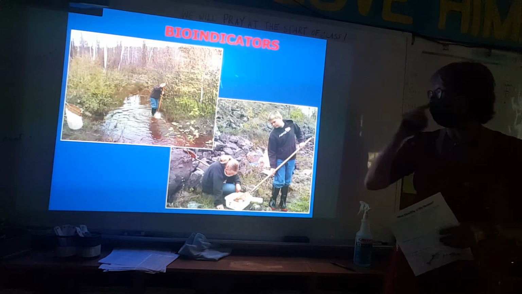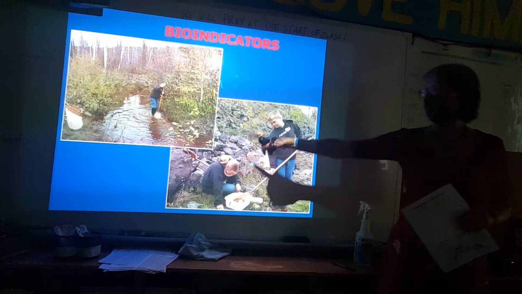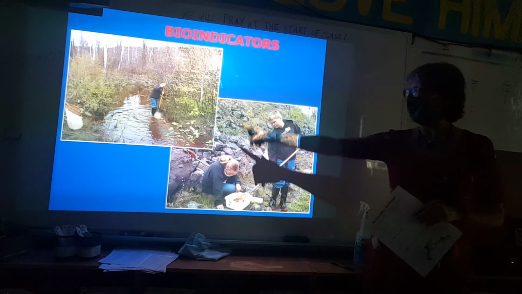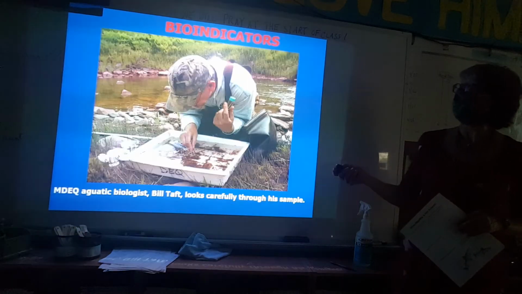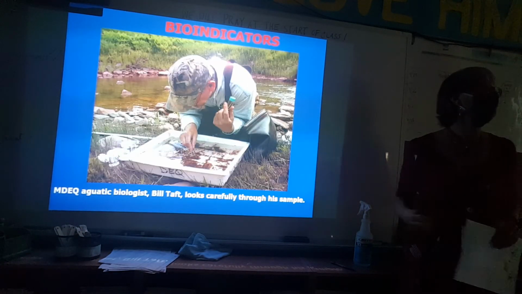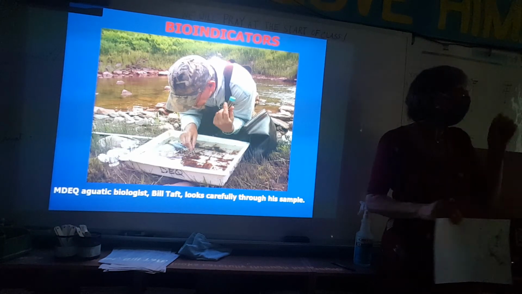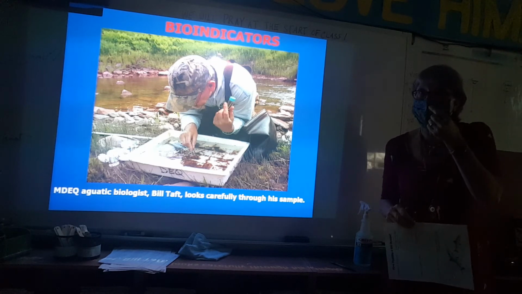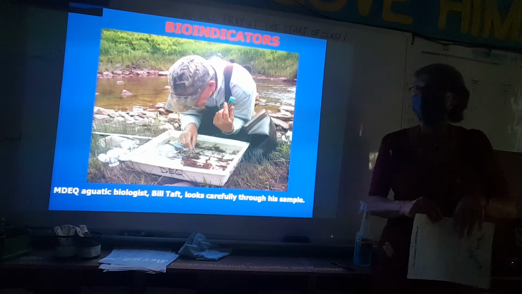Okay, so they're looking for bioindicators here. They're collecting them with nets and stuff like that, boots. This guy is sorting through what they find to find little critters. And he's finding little tiny stuff that you can see because it's macro, but they're still very small.